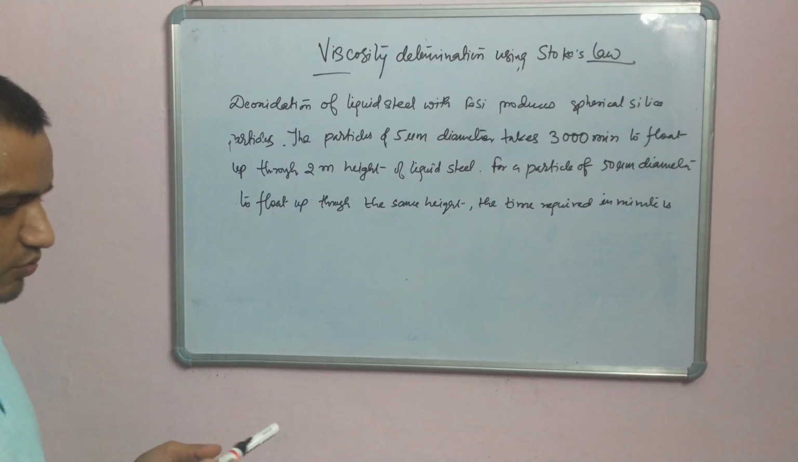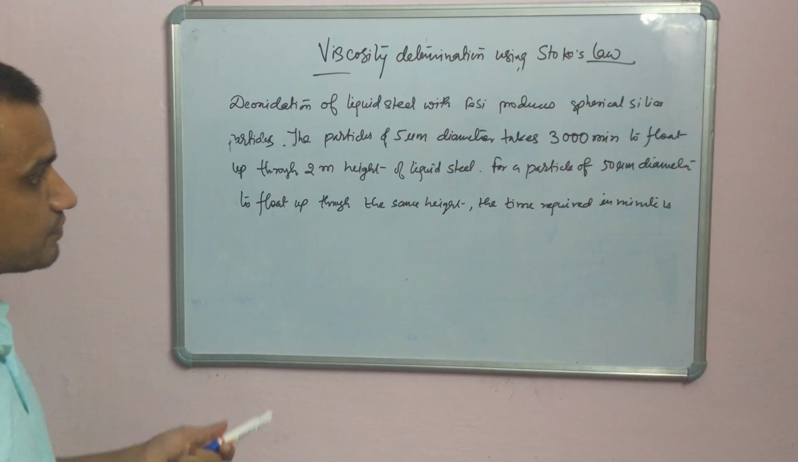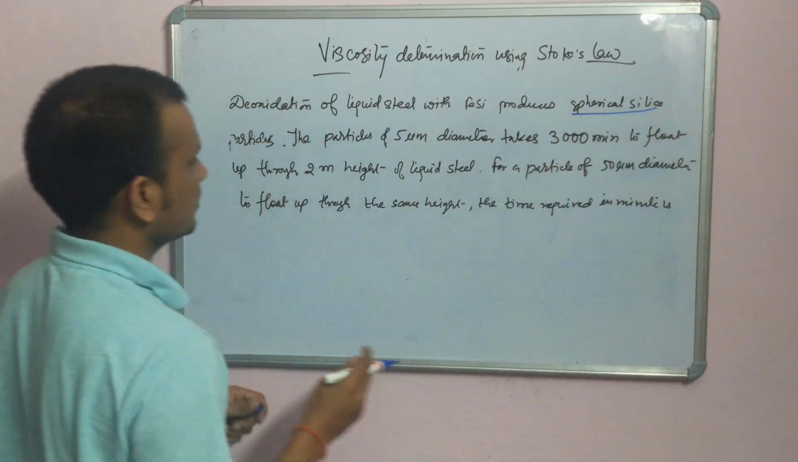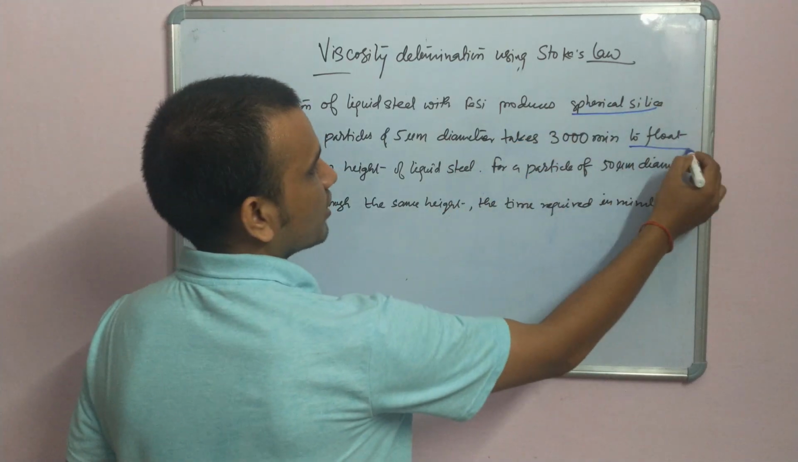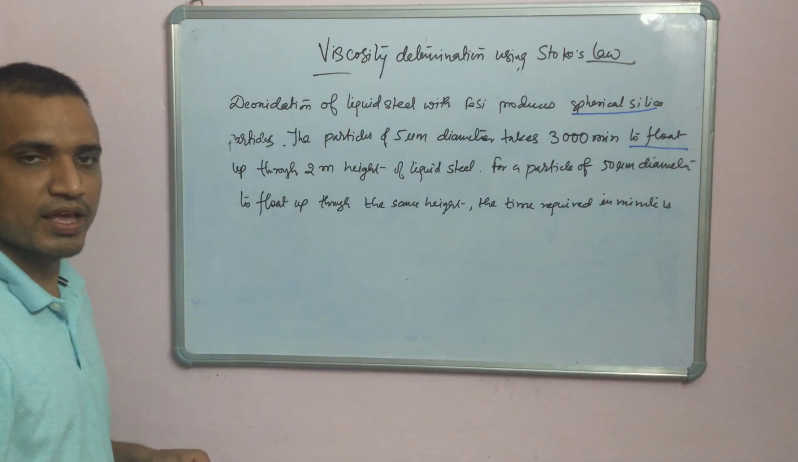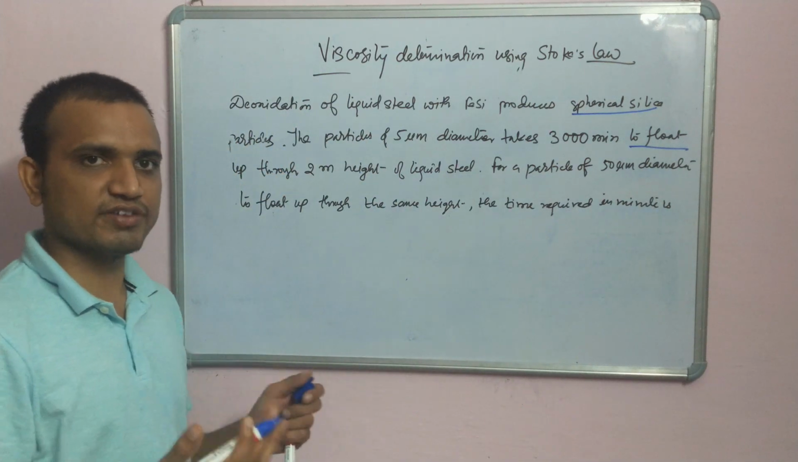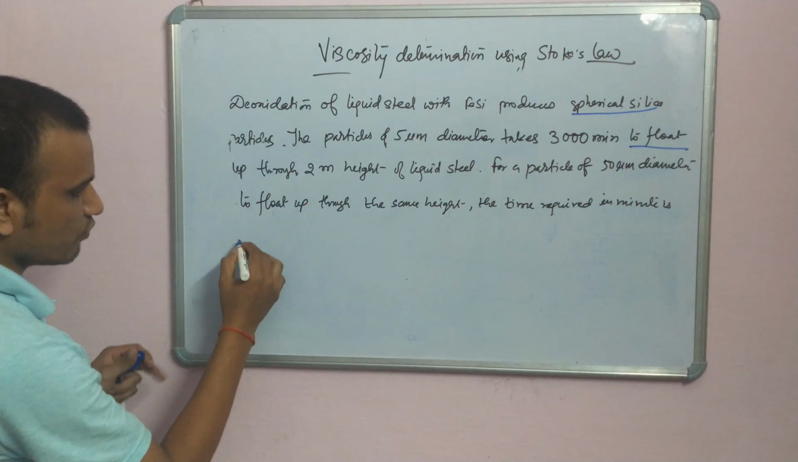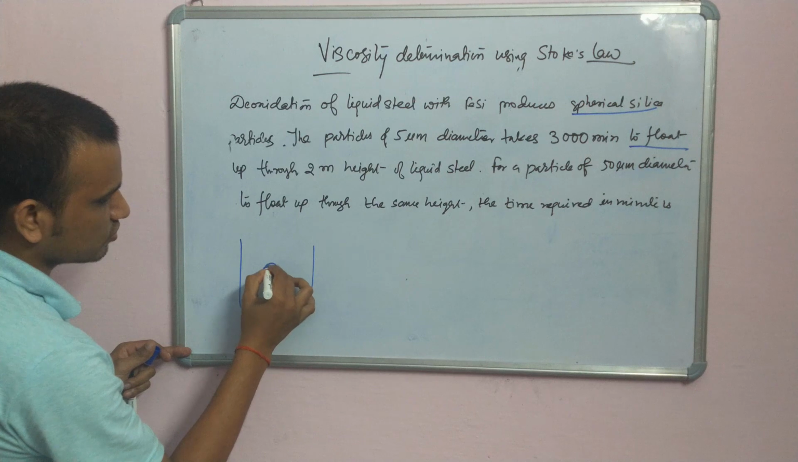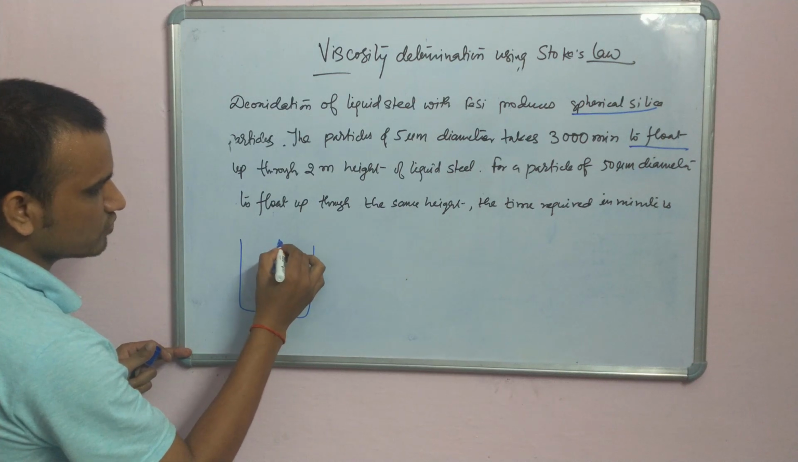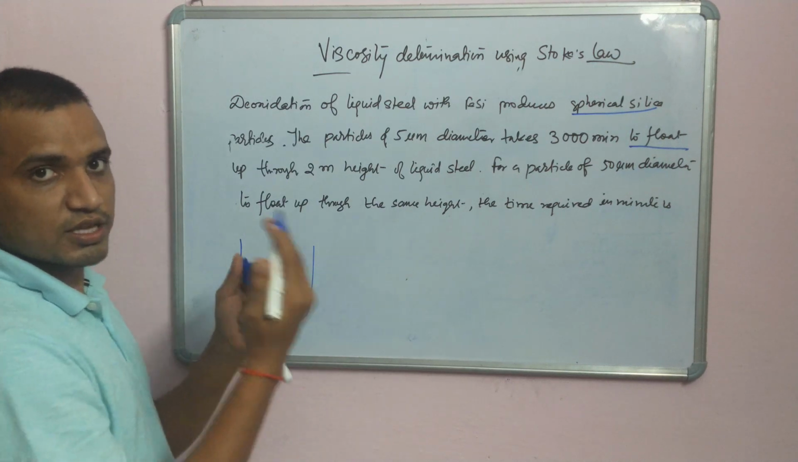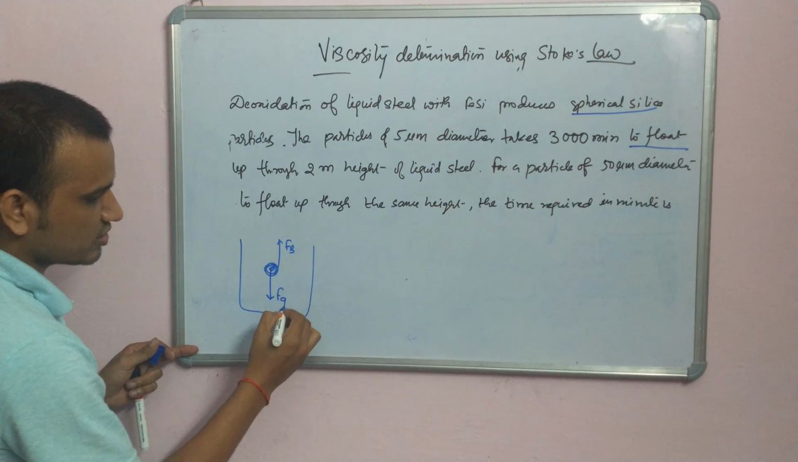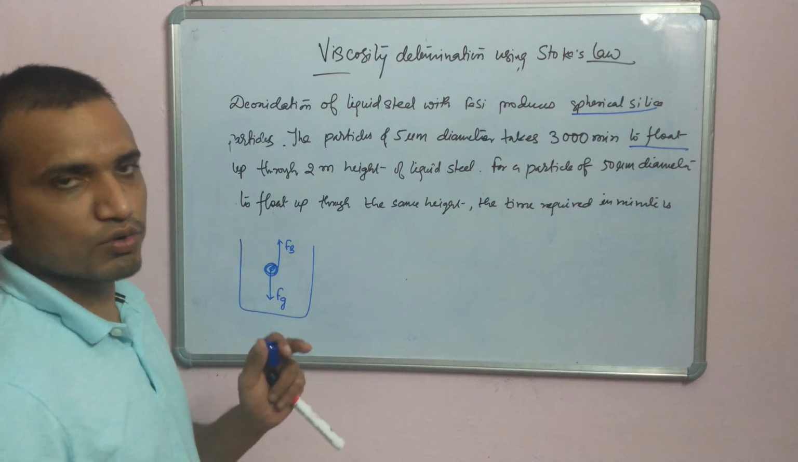Only one thing is different here: it is telling you that it is producing ferrosilicon, and this is floating, that means it is moving upward. In the previous case, while derivation, we had taken that the particle was moving downward. Now when it is moving upward, suppose this is your solid, the buoyant force will always act in the upward direction, and the force of gravitation will act in the downward direction.